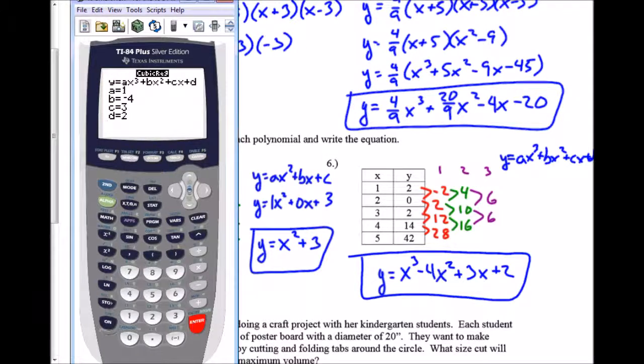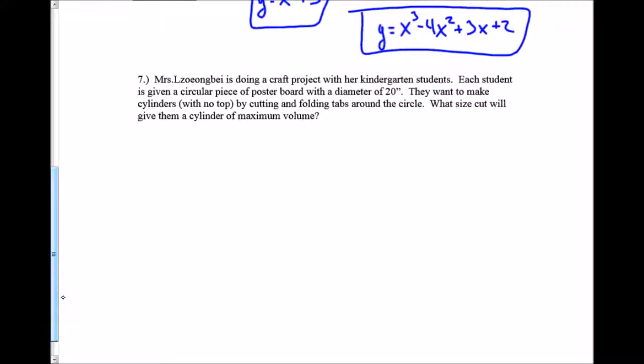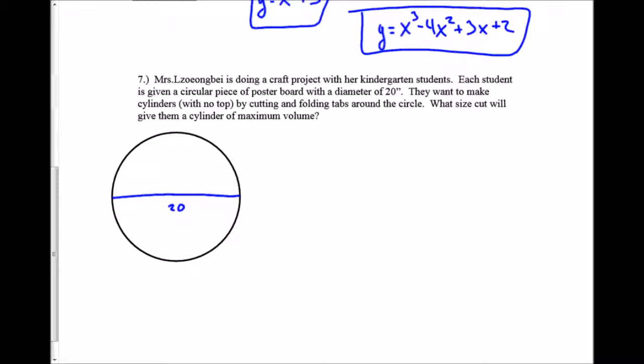If I look at the last one, essentially what we're doing here is we're taking a circular piece of paper. So I've got a circular piece of paper here that's got a diameter of 20. So the whole way across this thing is 20 units. And then what I'm going to do is I'm going to make cuts all around the edge of this thing.